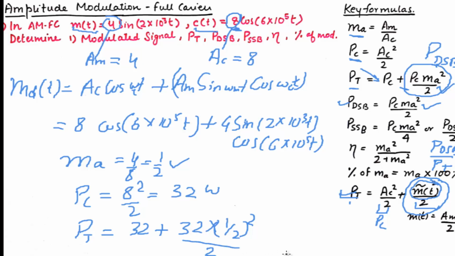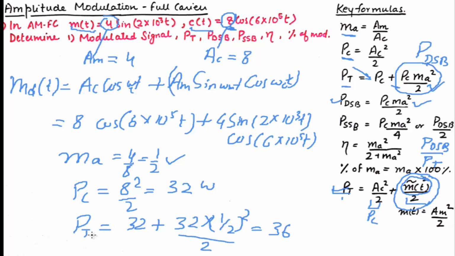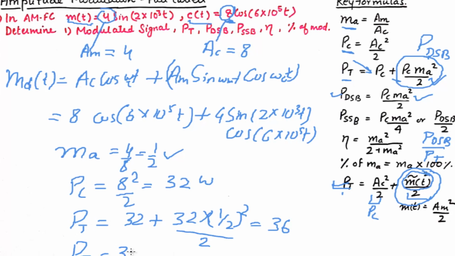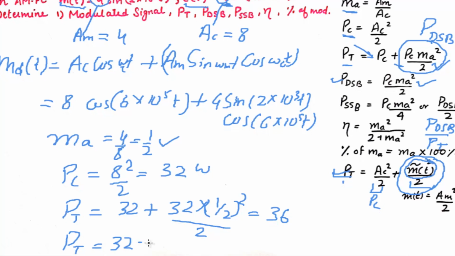And this is going to be equivalent to 36. Now we know that PT is the sum of power in the carrier plus power in the double sideband. So my total power is 36. So power in DSB will be 4.